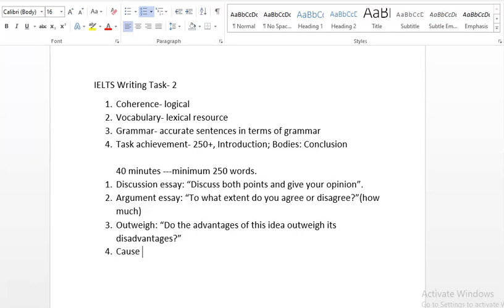Then we have other topics like cause and effect. Here, commonly, we don't have to write our ideas, personal opinion, I'd like to mention, and then solution, and we may also have a double question.